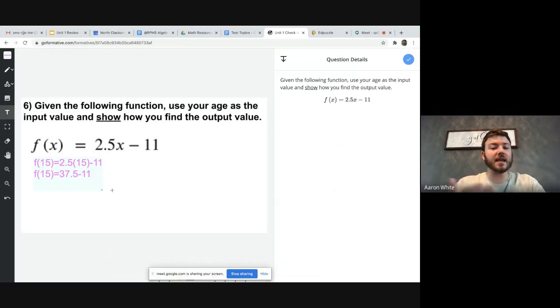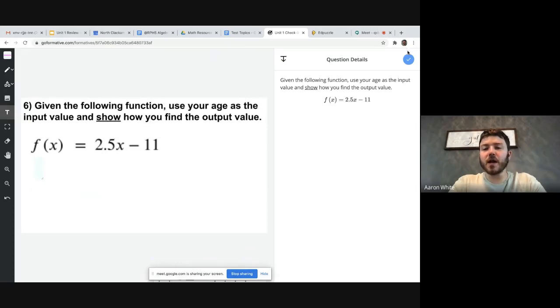And again, it's the same idea, guys. So then we get to here, and 37.5 minus 11 gives me that F of 15 equals 26.5. So people may have had different answers here, and that's okay because we're going through and checking all of these. So that's how you would answer question number 6.